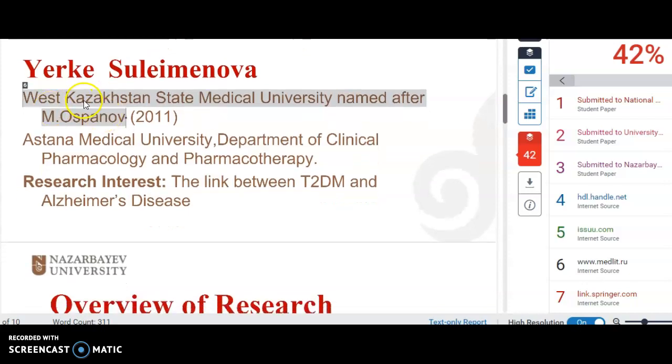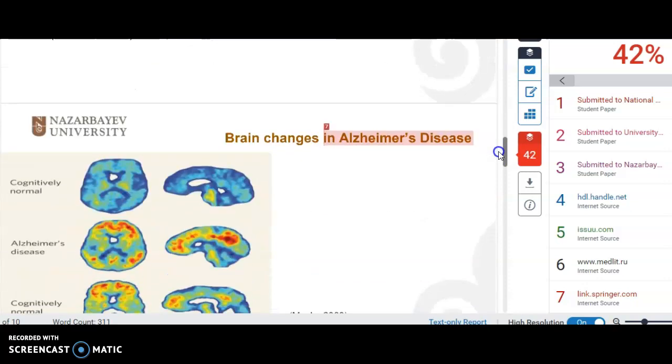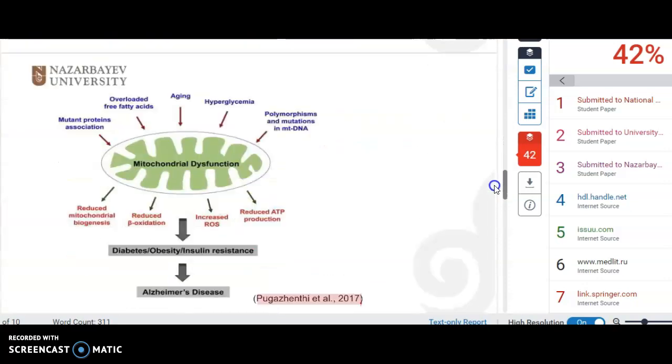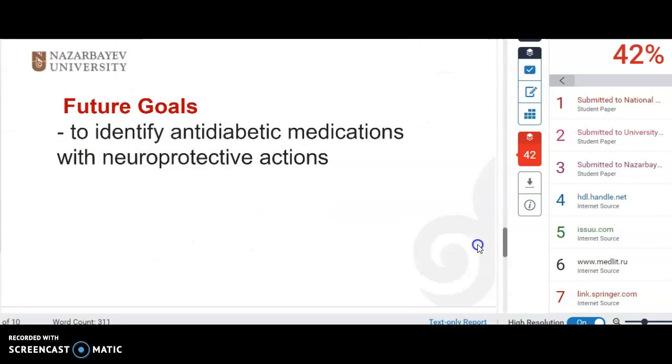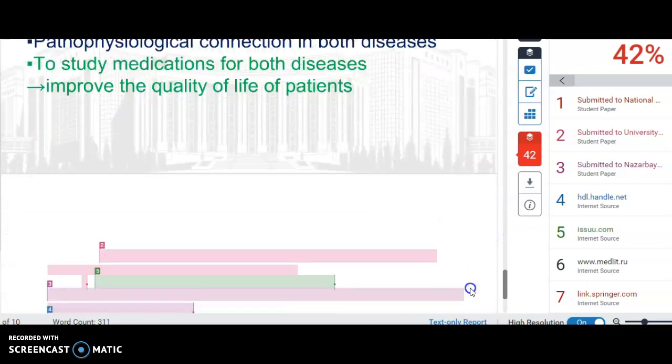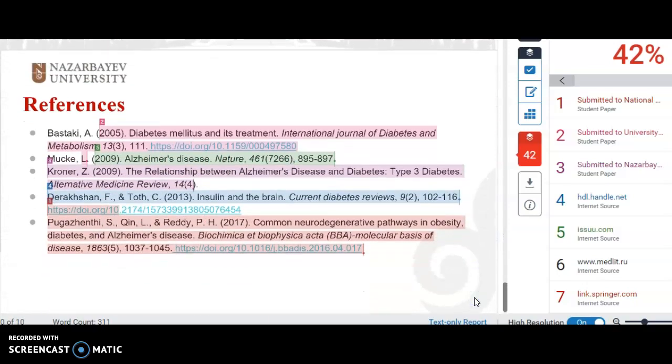Okay, this is one. I'm not very sure. This is not plagiarism. This is just the name of a university. Don't worry about that. No, that's not plagiarism either. It's probably the reference list. Yeah, so don't worry. You have 0 plagiarism. So that's the first thing.